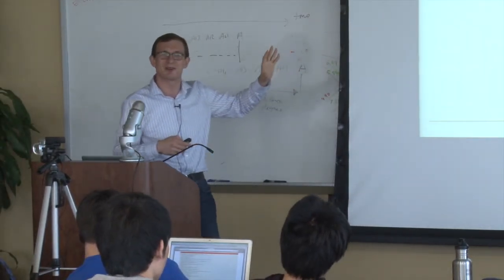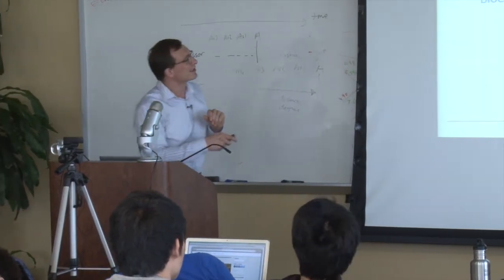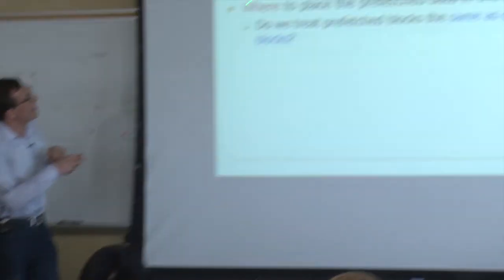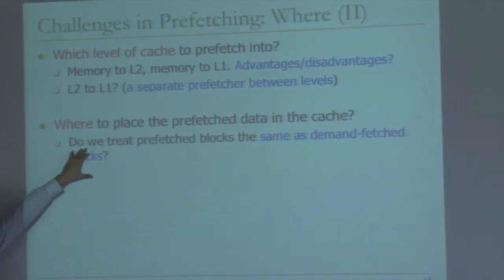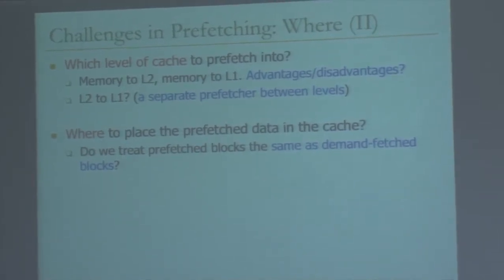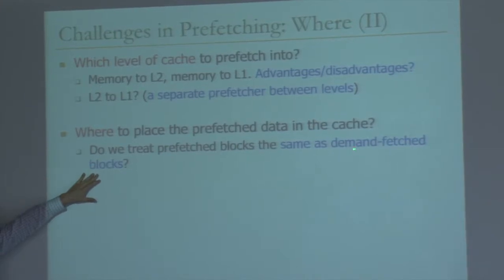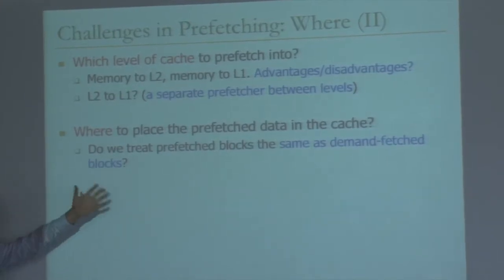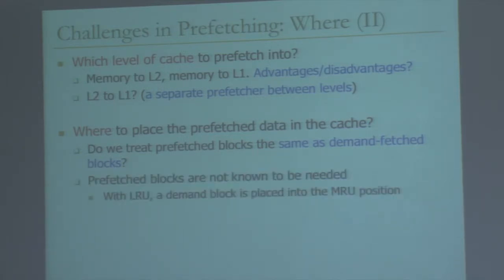Obviously, I'm not going to be able to cover all of these design decisions, but there are many design decisions that go into this. And the last thing in where is, once you decide which level of cache you prefetch into, where do you place the prefetch data in that cache? In other words, do you treat the prefetch blocks the same as demand fetch blocks? Do you use the same insertion and replacement policy? Remember the replacement and insertion policies we've discussed?